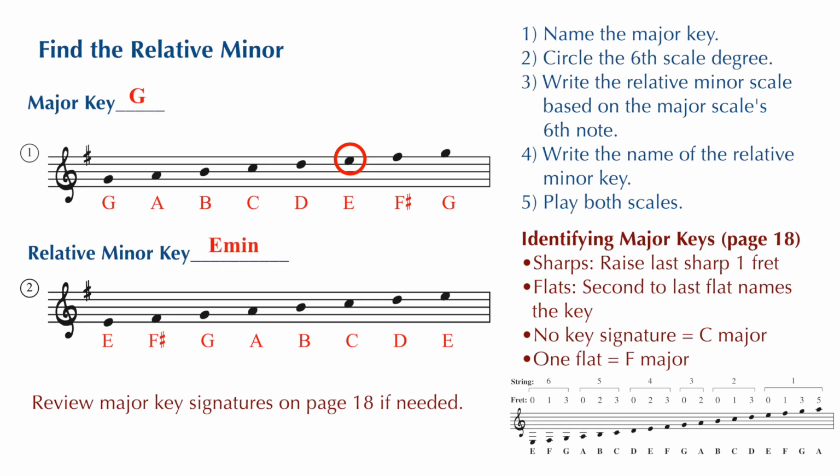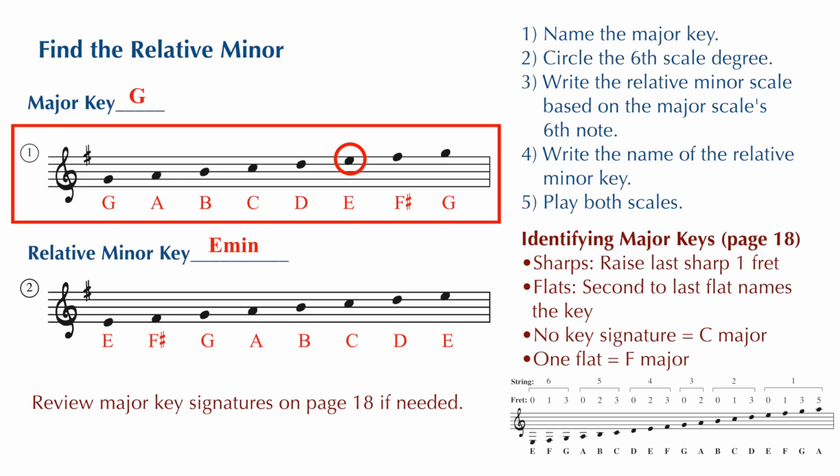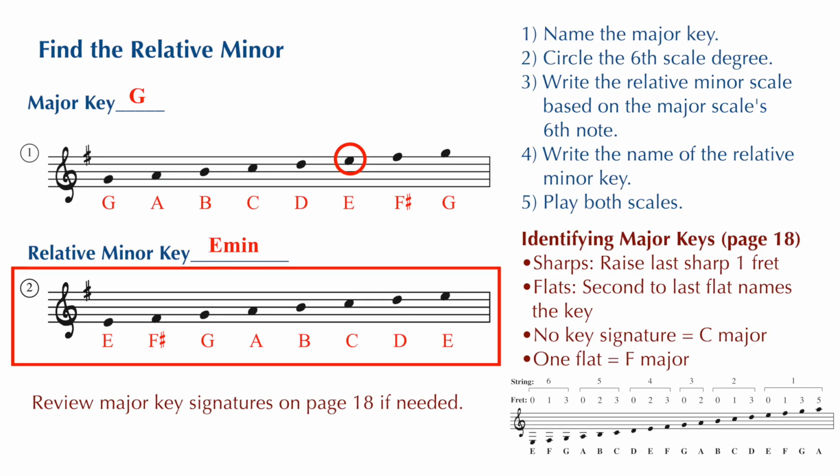The name of that minor key is, of course, E minor, so go ahead and write that in the blank to the left of that staff. And then play your scales. G major, and E minor.